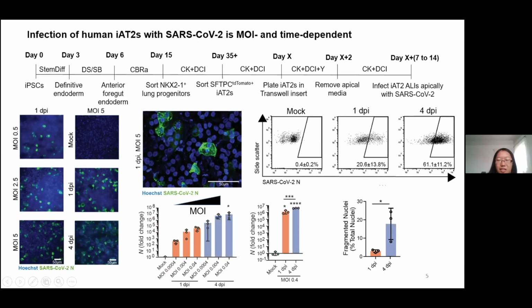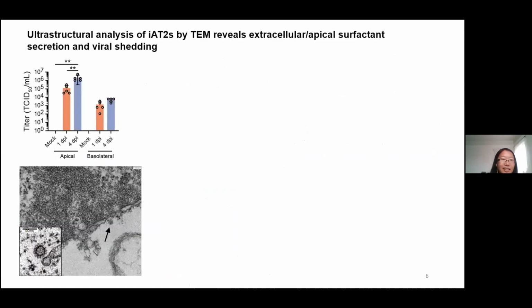With this data, we're also interested in looking at how virus sheds. So here's a titer of where the virus is released. It seems like more virus is shedding from the apical surface as opposed to the basolateral side.